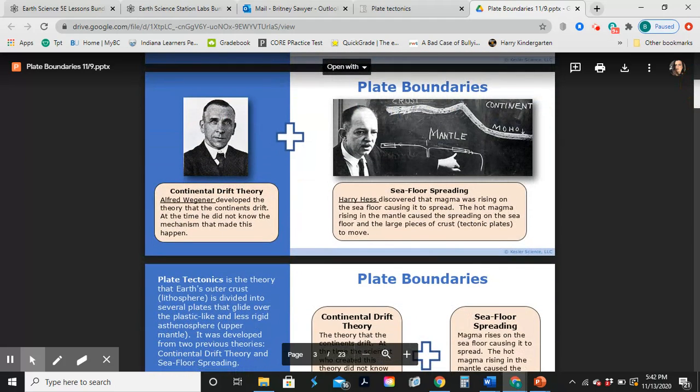Plate boundaries. Alfred Wegener developed the theory of continental drift, that the continents drift. At the time, he did not know the mechanism that made this happen. Harry Hess discovered seafloor spreading. He discovered that the magma was rising on the seafloor, causing it to spread. The hot magma rising in the mantle caused the spreading of the seafloor and large pieces of the crust, which are known as tectonic plates, to move.